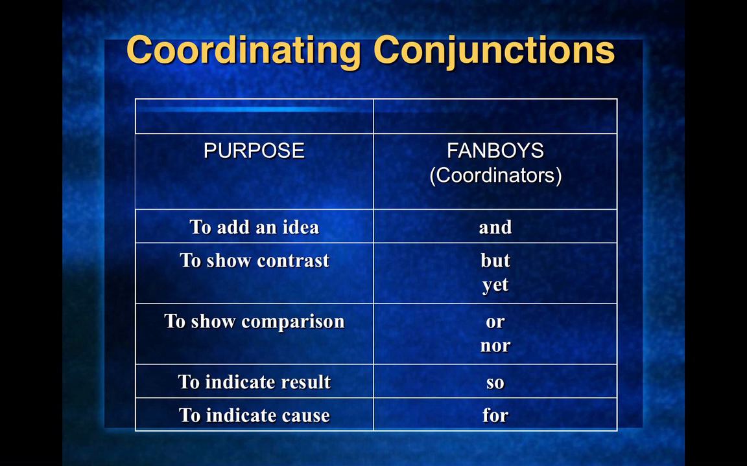To indicate cause, you use for. We went to the movies, for we were tired of sitting around doing nothing. It's a slightly antiquated construction. We don't really use for that way much anymore, but all the same, it shows why we did something, what was the cause. So that is the essence of coordinating conjunctions. We'll have you try some of your own soon.